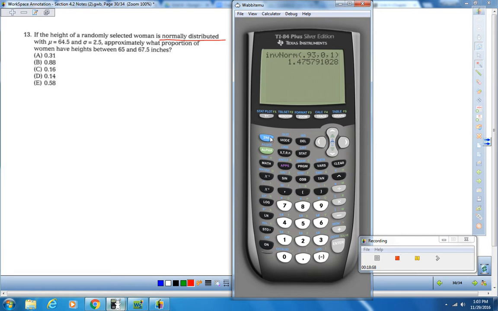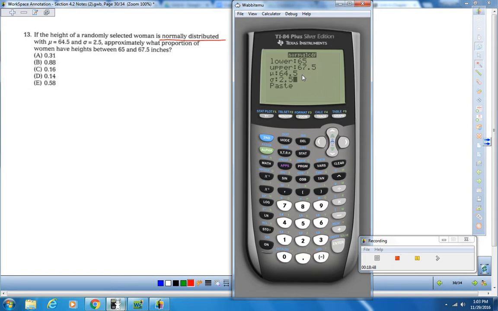If I go to second, distribution, and my normal CDF, I put my lower boundary in as 65, which is my smallest height, and my upper boundary in as 67.5. Then I change the mean to 64.5 and the standard deviation to 2.5, and it will actually give me that probability. Now this is great for multiple choice questions. When I switch back to a free response question, I want to make sure I change this mean and standard deviation back to a z-score.